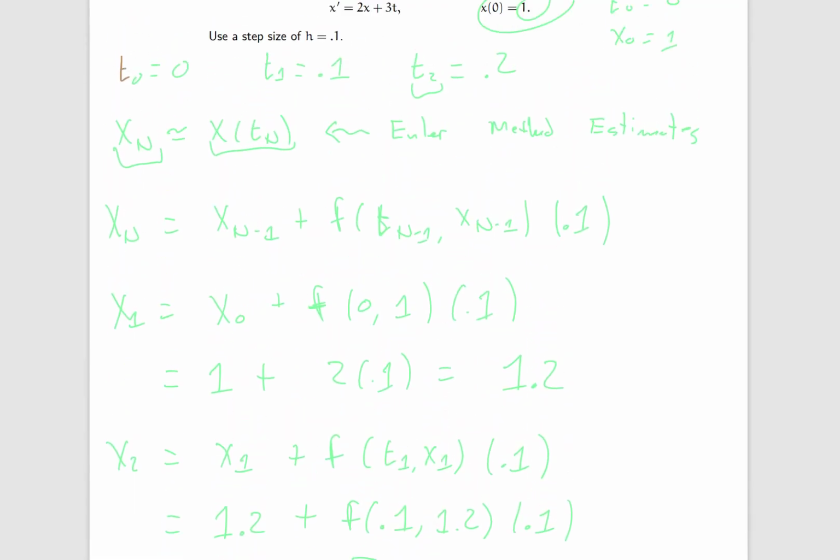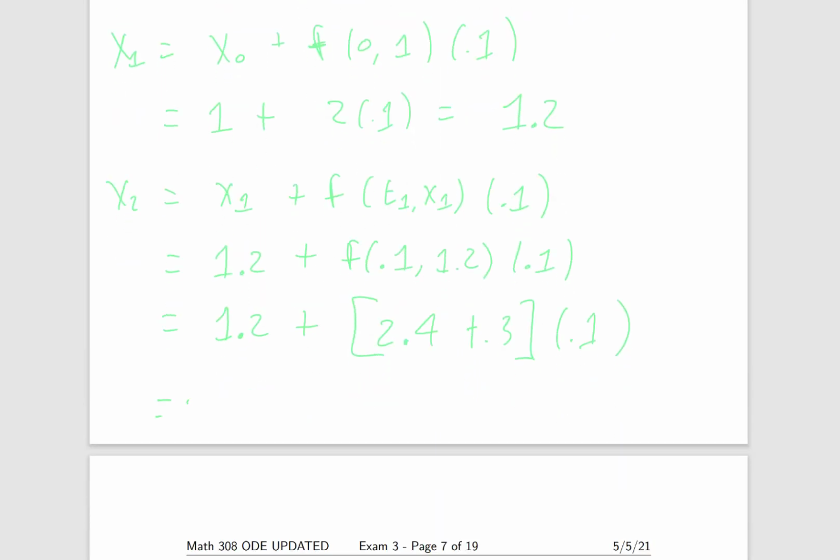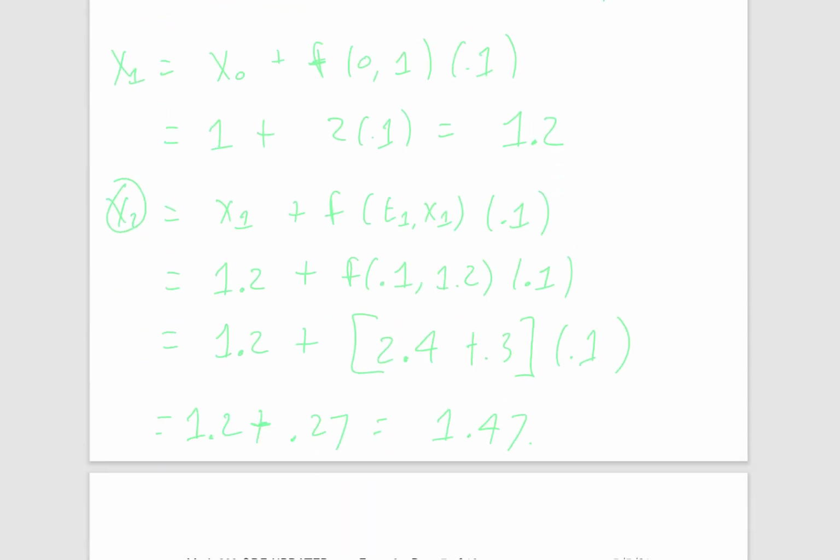t is equal to 0.1, so 3t is plus 0.3, and we're going to multiply this by 0.1. So this is 1.2 plus, inside the brackets, 2.7. We multiply it by 0.1, that's 0.27, and this is equal to 1.47. So in other words, x of 0.2 is approximately equal to x2, and that's equal to 1.47.